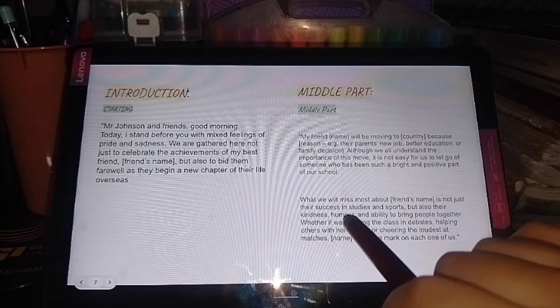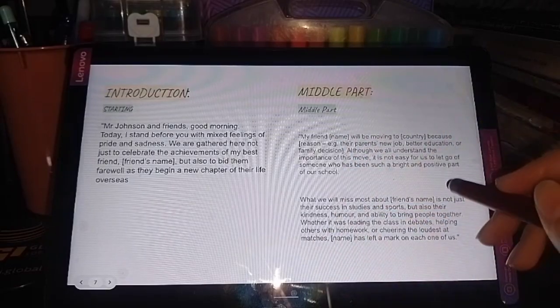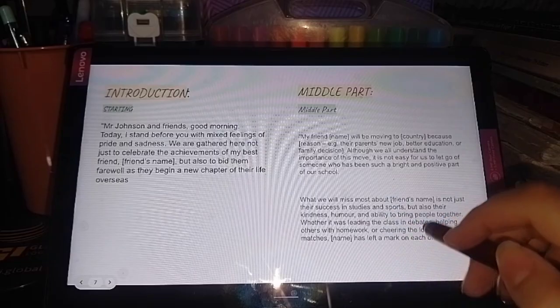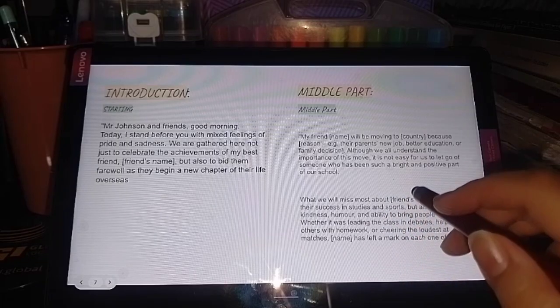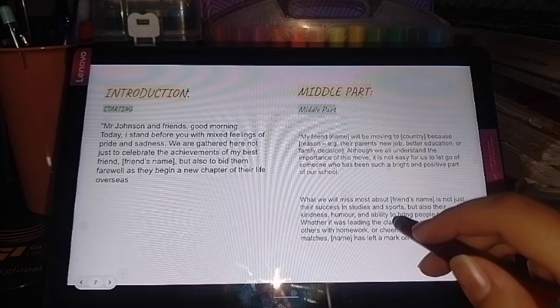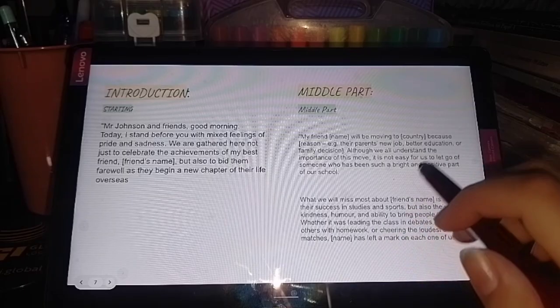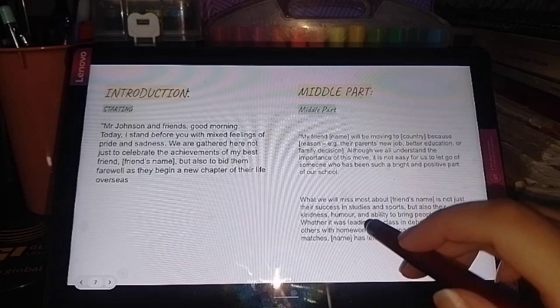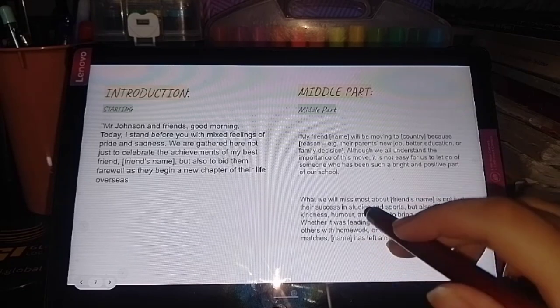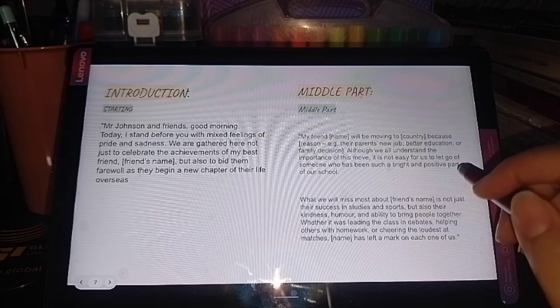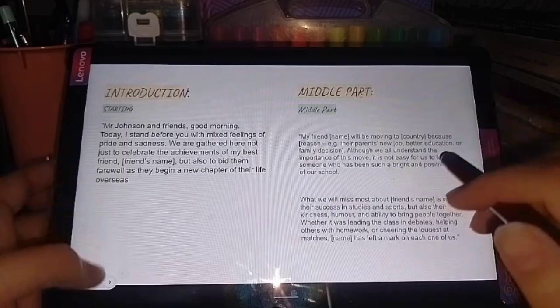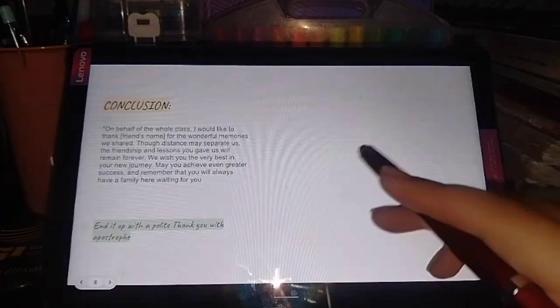"What we will miss most about the friend's name you're going to include is not just their success in studies and sports, but also their kindness, humor, and ability to bring people together, whether it was leading the class in debates, helping others with homework, or cheering the loudest at matches. The name has left a mark on each one of us." This is the middle part, and we're going to go into the conclusion.